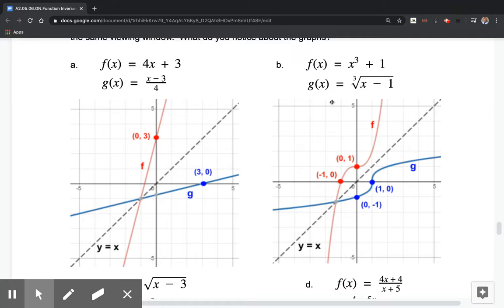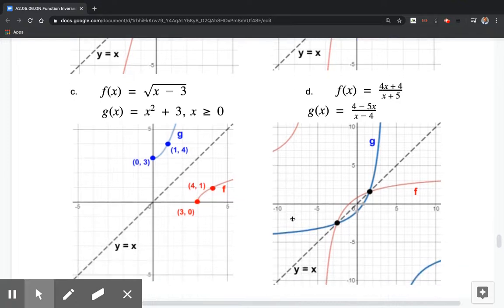Here we have another graph, example B. We have f of x equals x cubed plus 1, and we have g of x equals the cube root of x minus 1. And we can see again, both of these graphs reflect over the line y equals x. So (-1, 0) is right here, becomes (0, -1) on the other graph. And (0, 1) becomes (1, 0) on function g. And that pattern will continue. These are just a couple that I picked out to examine.